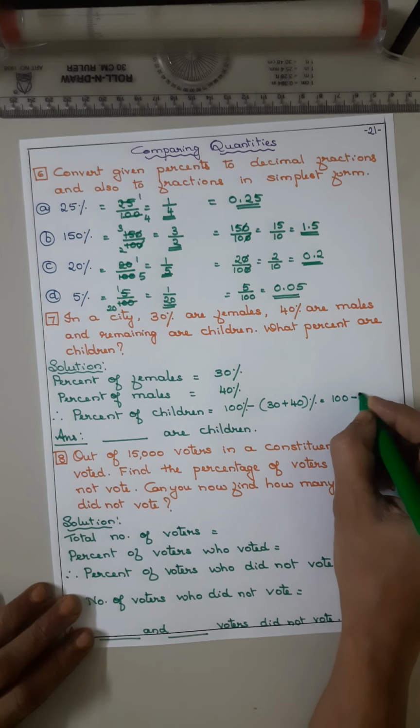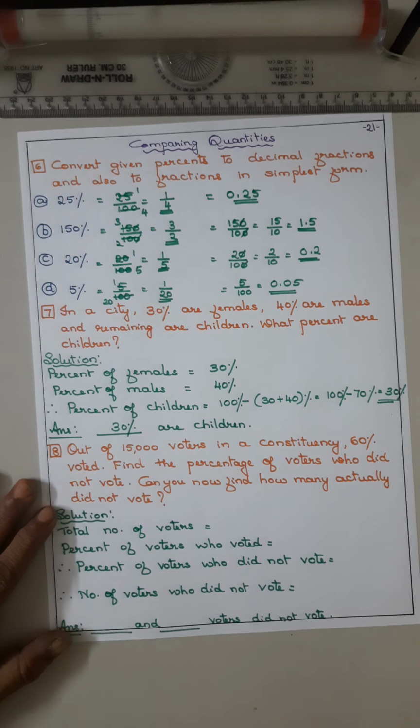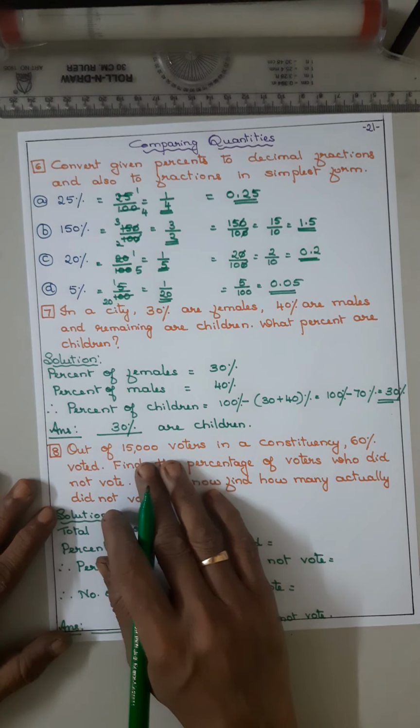Understood? Now coming to question number 8. Out of 15,000 voters in the constituency, 60% voted. Find the percentage of voters who did not vote. That means the total is 15,000, out of which 60% voted, and we have to find the percentage of those who did not vote and also their number. Can you find how many actually did not vote, meaning the number? Okay, total number of voters is how many? 15,000. And the percent of voters who voted is 60%. Now the percent of voters who did not vote, how much will it be? Total is 100%, subtract 60% from it, how much did you get? 40%.